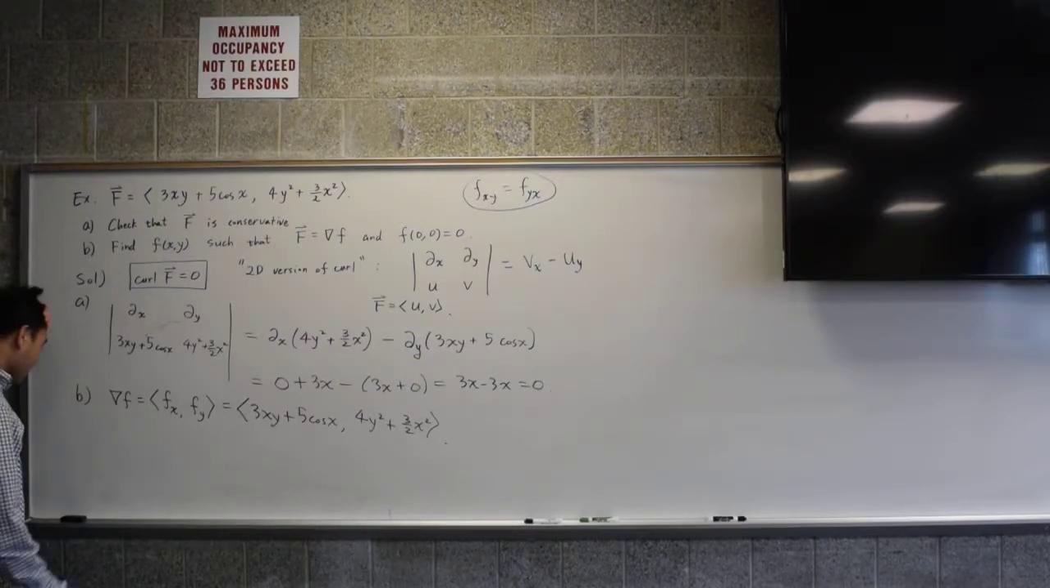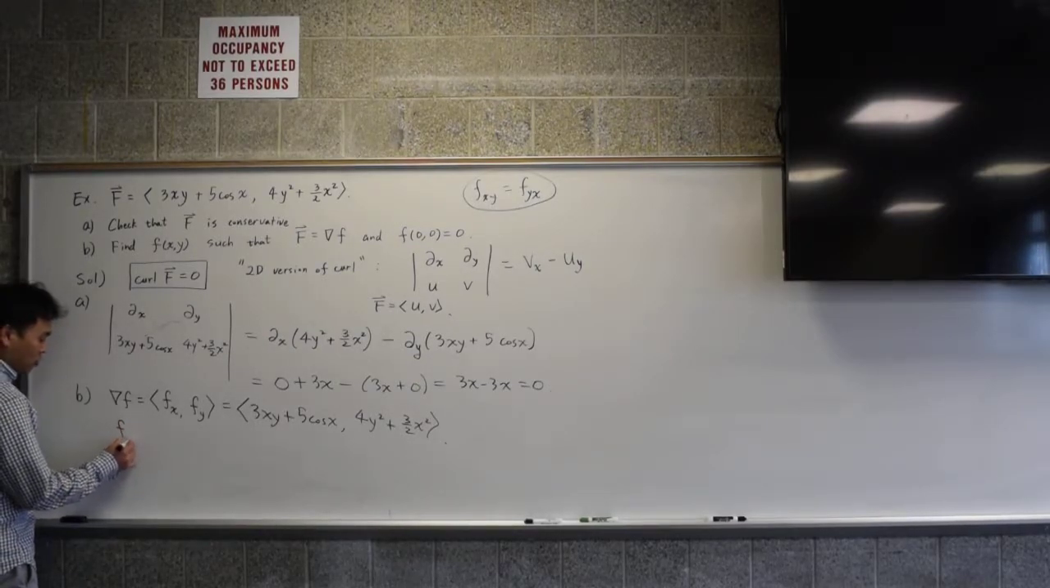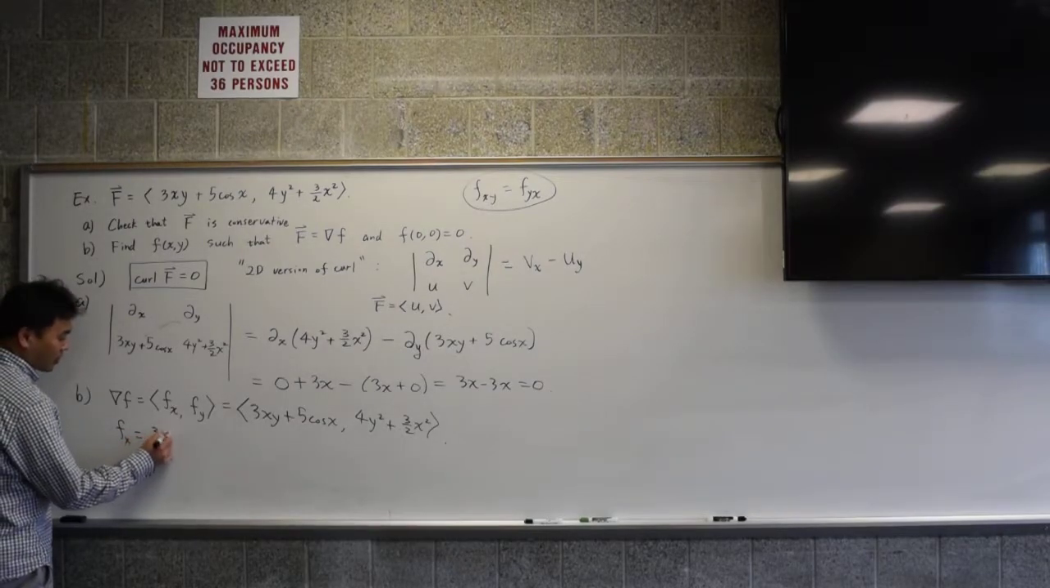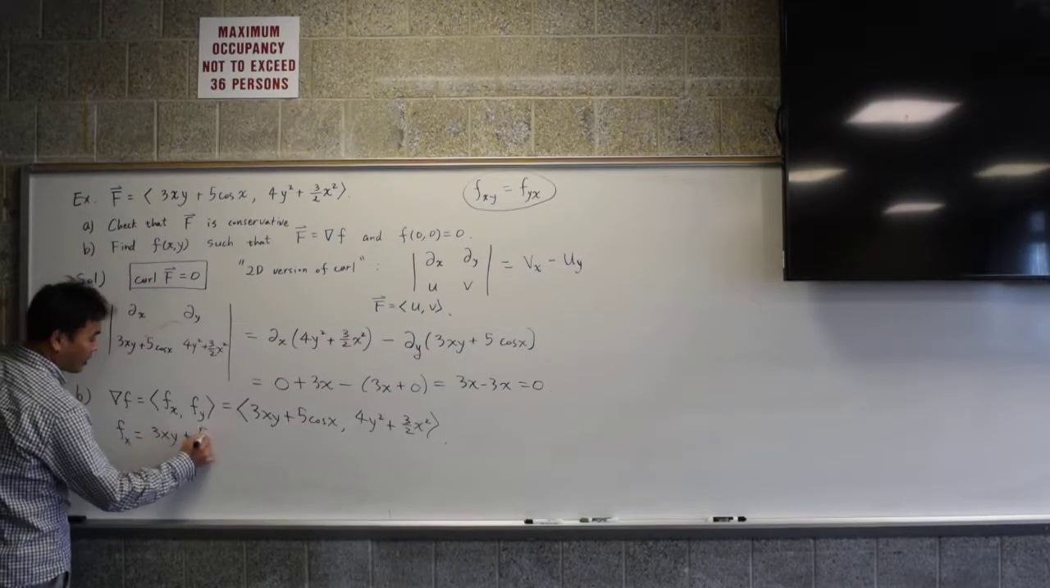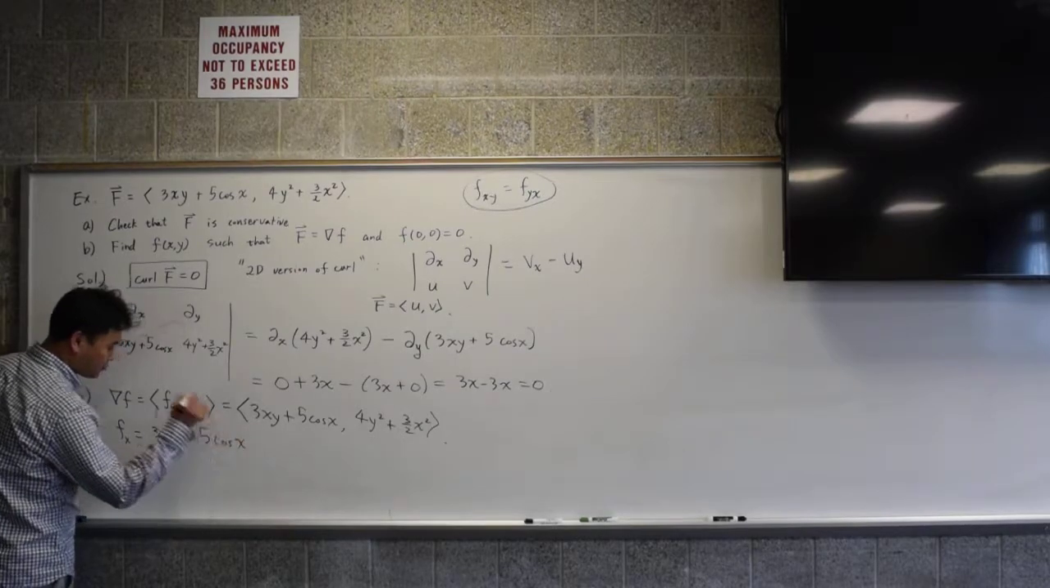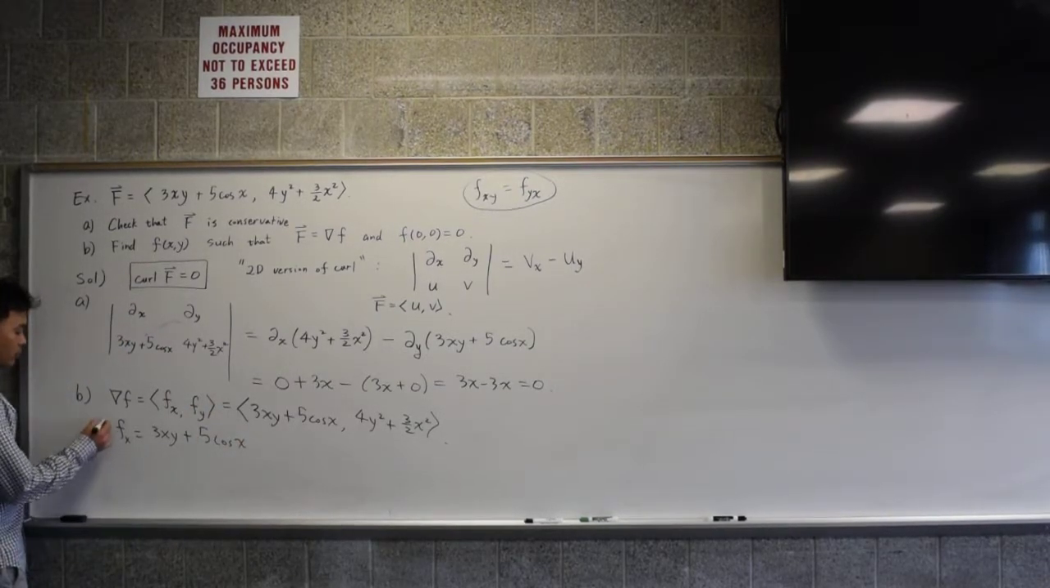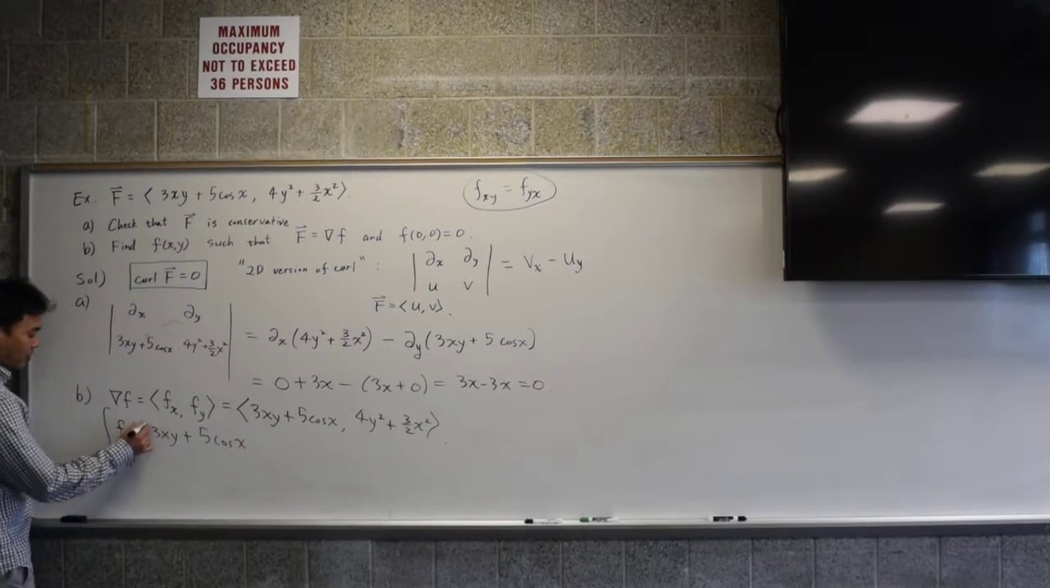All right, first, if f partial with respect to x is 3xy plus 5 cosine x, you can differentiate both sides by x, right?